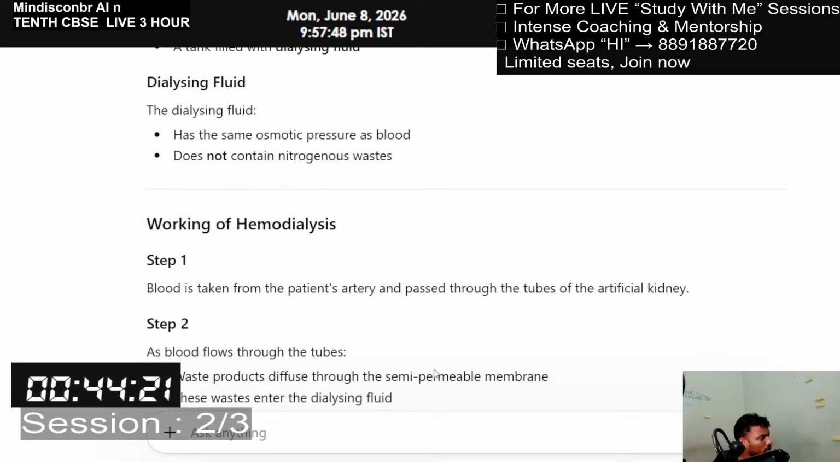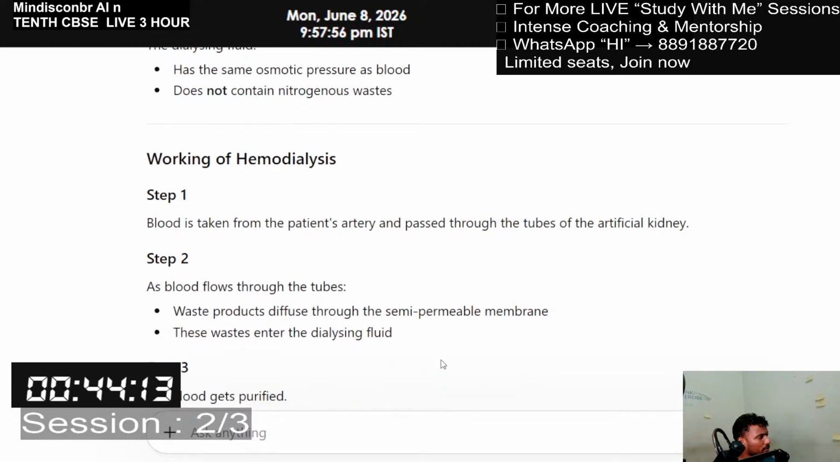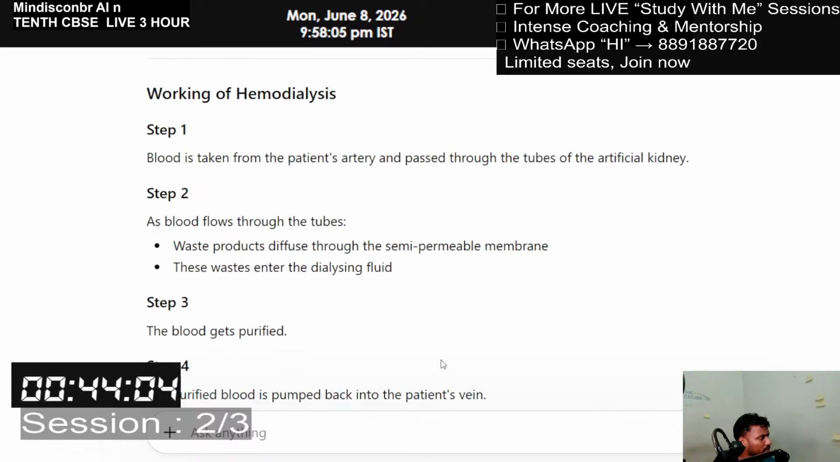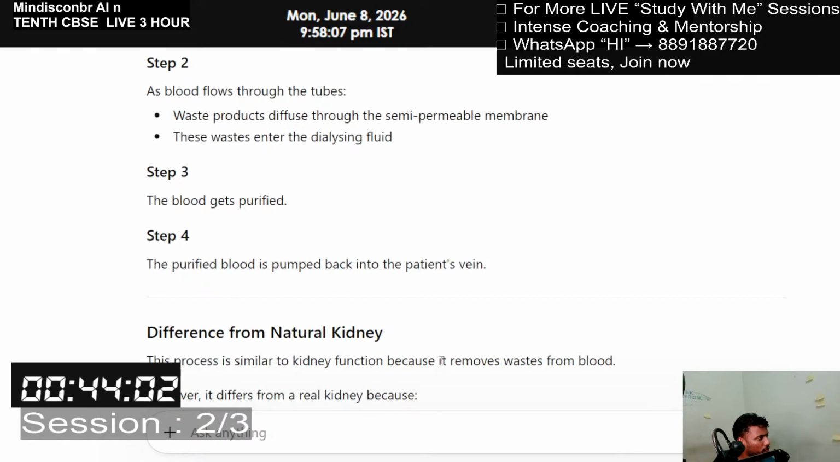So, working of hemodialysis. Step 1: the blood is taken from the patient's artery and passed through the tubes of the artificial kidney. Step 2: as blood flows through the tubes, waste products diffuse through the semi-permeable membrane. This waste enters the dialysing fluid. Step 3: the blood gets purified. The purified blood is pumped back into the patient's vein.